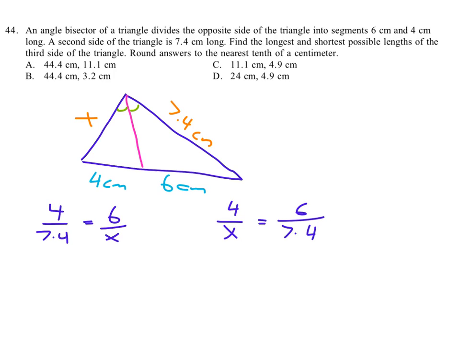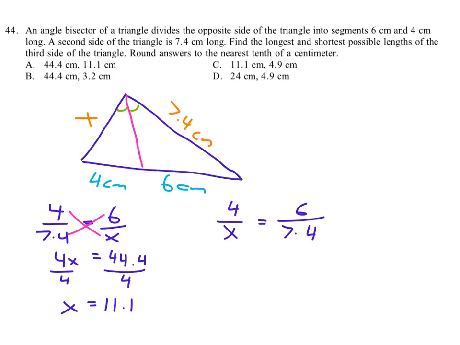Okay? And this is where you can use your famous picnic table method to say this times this divided by that. But I'm going to write it out the way that I prefer, which is to just multiply the diagonals. This times this equals this times that. And we get 4x is equal to, let's see, 7.4 times 6, 44.4. And when we divide both sides by 4, we get x is equal to 11.1.